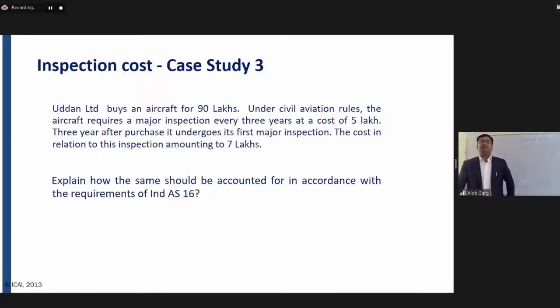Udan Limited buys an aircraft for rupees 90 lakhs. Under civil aviation rules, the aircraft requires a major inspection every 3 years at a cost of rupees 5 lakh. 3 years after purchase, it undergoes its first major inspection. The cost in relation to this inspection amounts to rupees 7 lakhs. Explain how the same should be accounted for in accordance with the requirement of Ind AS 16.